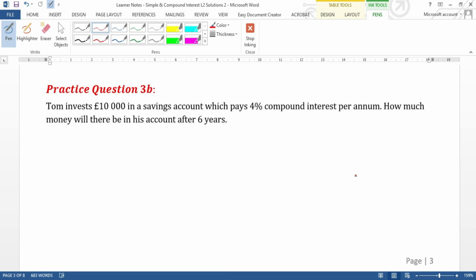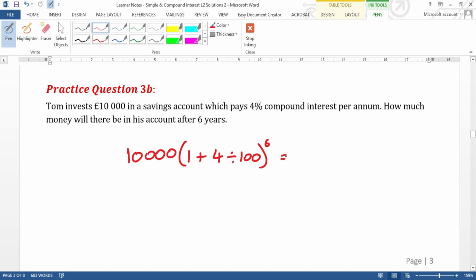Practice question 3B. Tom invests £10,000 in a savings account which pays 4% compound interest per annum. How much money will there be in his account after 6 years? Okay, so 10,000, open brackets, definitely 1 plus because it's, again, to do with a bank account, 4%. Close my brackets, to the power 6. Let's type that in.